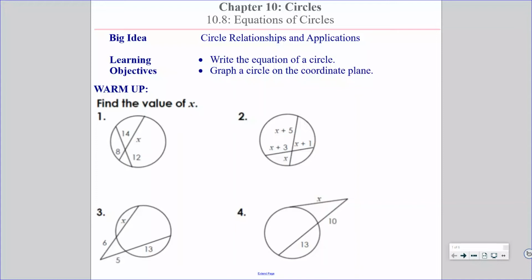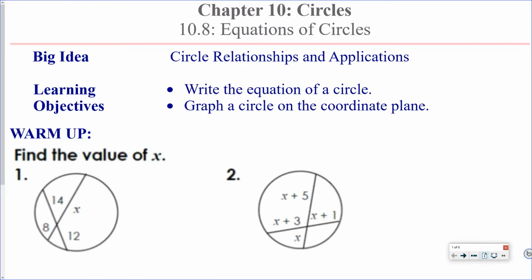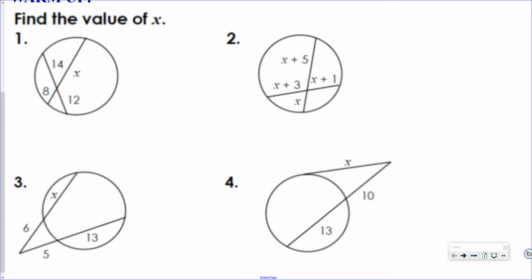Our final lesson, 10.8 of geometry. This is the last new thing you're going to learn all year. Okay. As a review from 10.7, what we learned about the relationships of the lengths of segments that intersect.